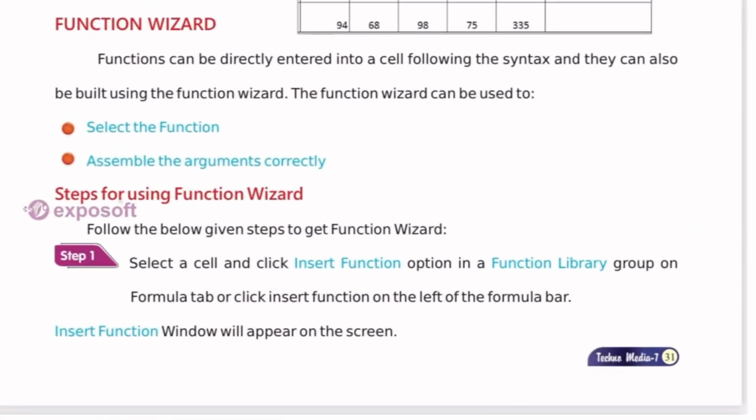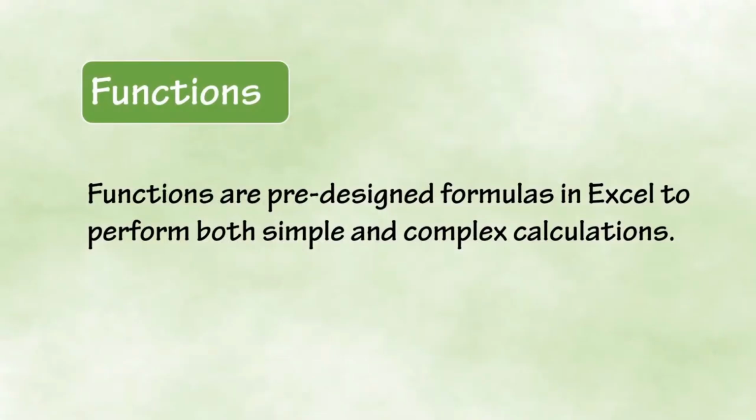Function wizard. Functions can be directly entered into a cell following the syntax and then can be built using the function wizard. The function wizard can be used to select the function and assemble the arguments correctly. Functions are pre-designed formulas in Excel to perform both simple and complex calculations.